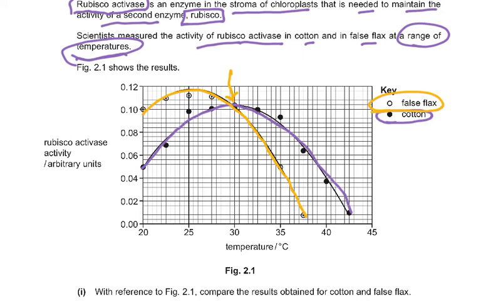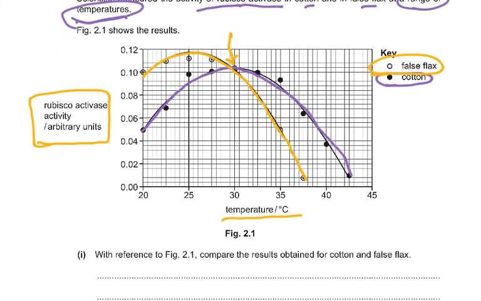So what do we have here? We have different temperatures here on the x-axis, and here we have the Rubisco activase activity. So it's the activity of an enzyme, which is a very typical graph of temperature and enzyme activity. So understand it and spend a little time on it.